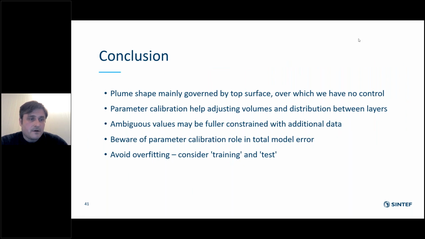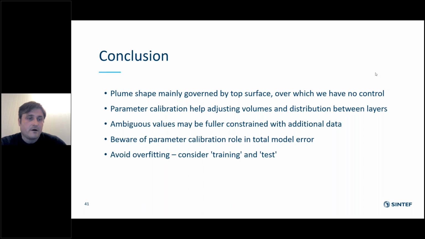To conclude, we observe, in line with earlier studies, that the plume shape is primarily driven by the topography of the top surface, which we do not control in the optimization. The parameters we are adjusting may indirectly affect plume shape by adjusting the vertical distribution of CO2 in each layer. Further confidence in the model could be obtained by integrating multiple data sources. However, we must be careful not to overfit. Conceptually, the degrees of freedom should be kept low compared to the amount of calibration data we have available.